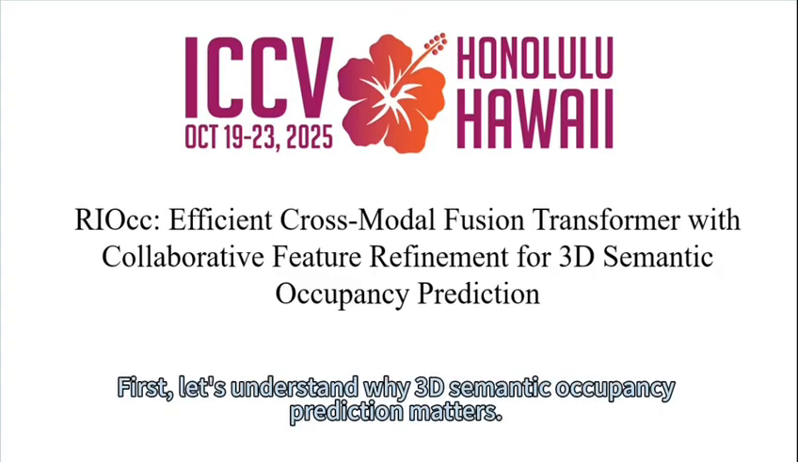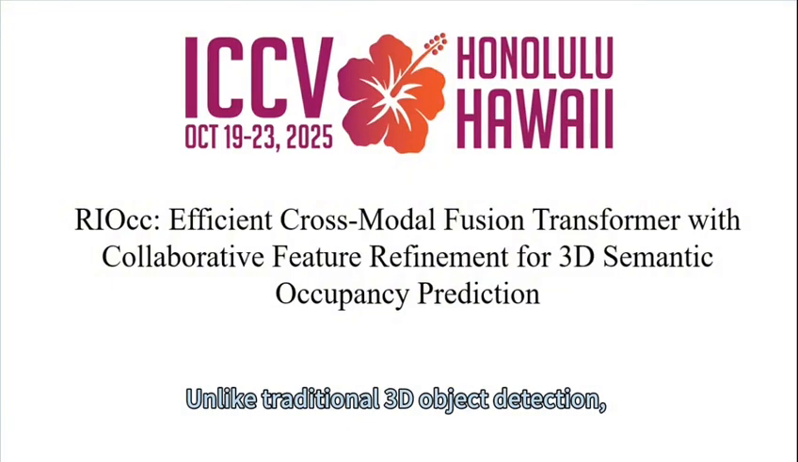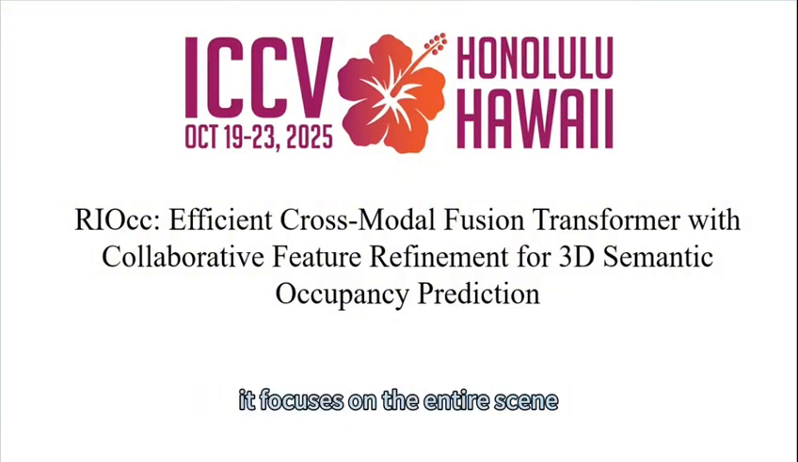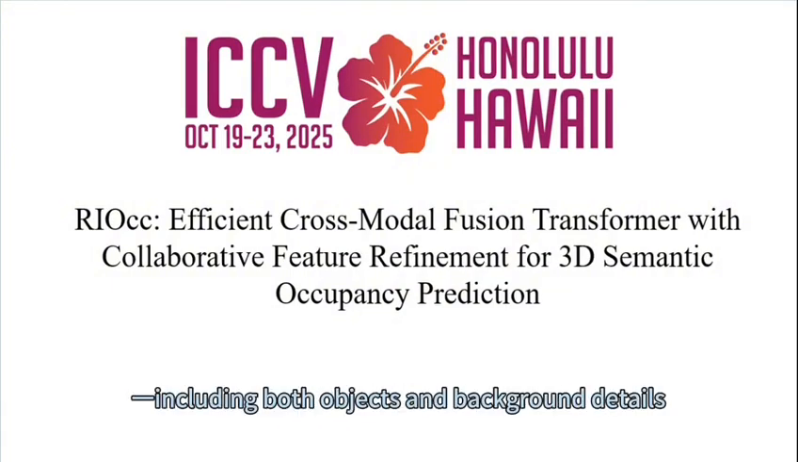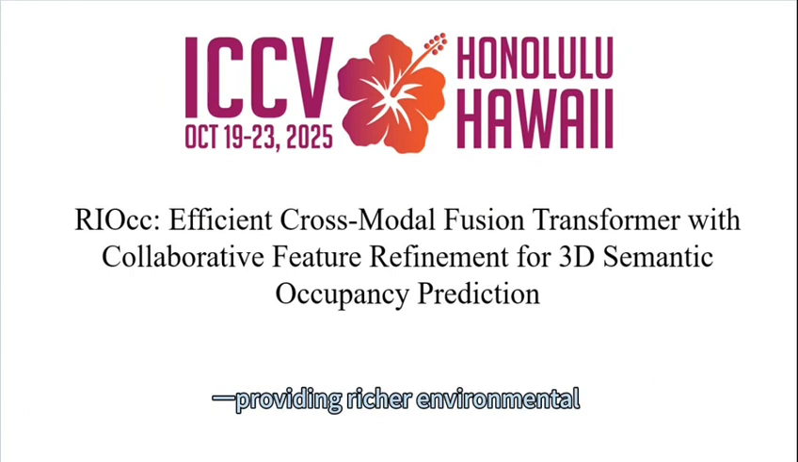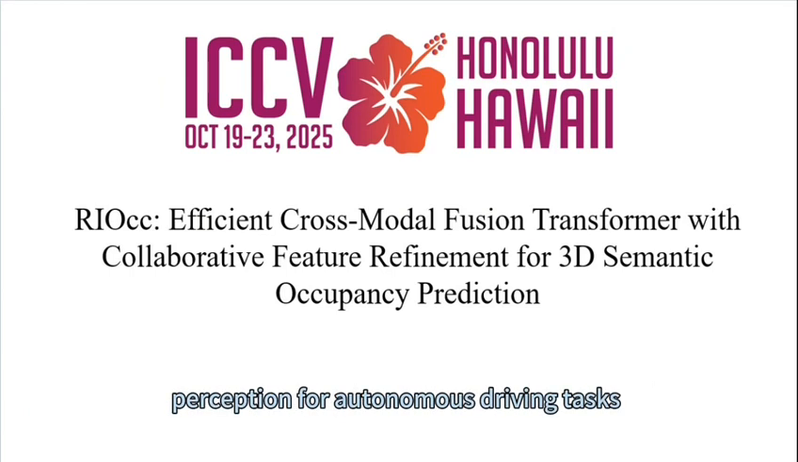First, let's understand why 3D semantic occupancy prediction matters. Unlike traditional 3D object detection, it focuses on the entire scene, including both objects and background details, providing richer environmental perception for autonomous driving tasks, like map construction and path planning.